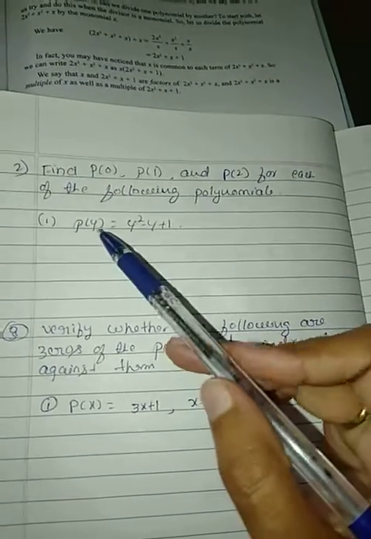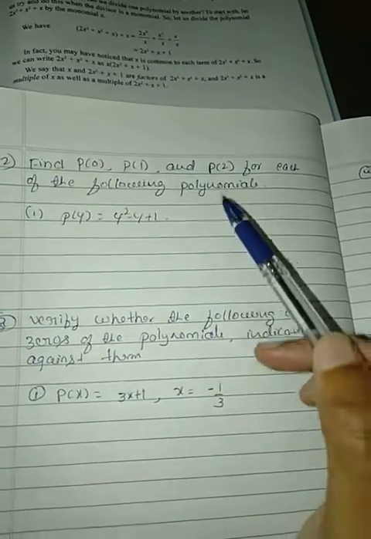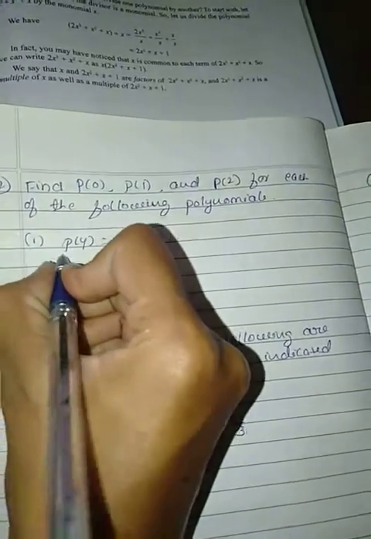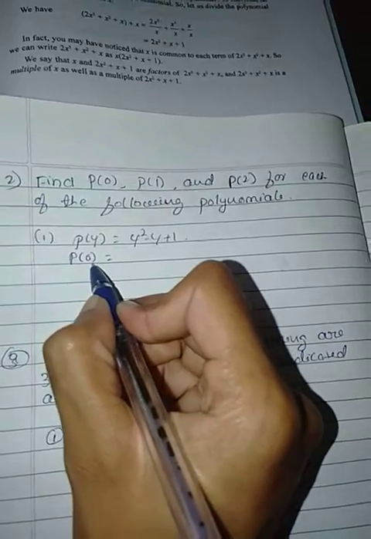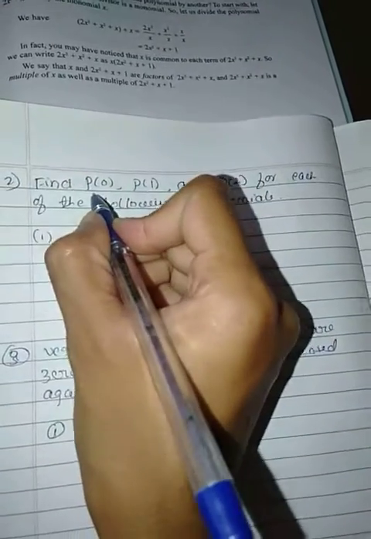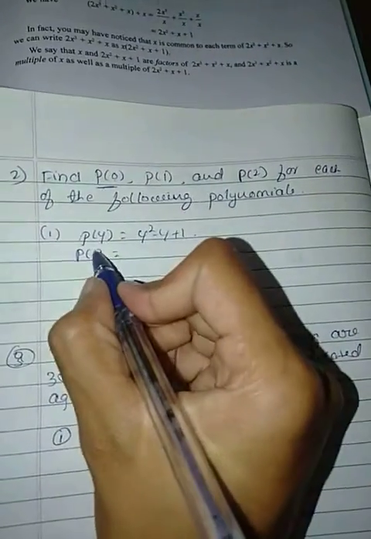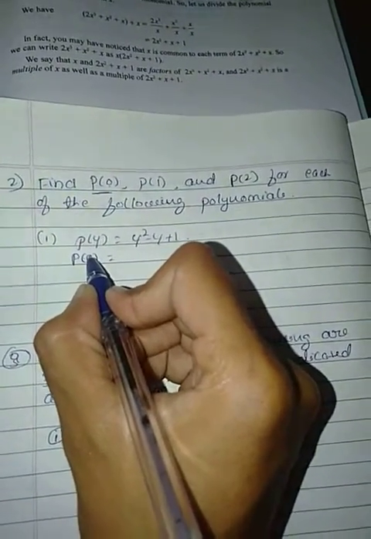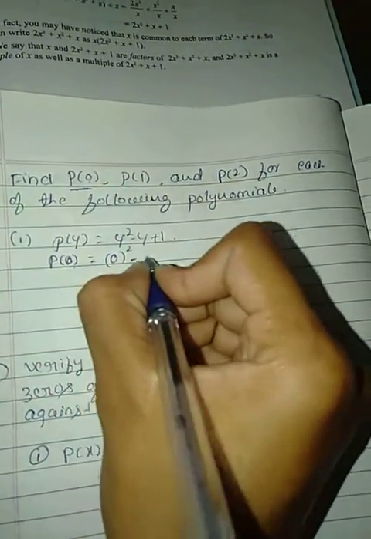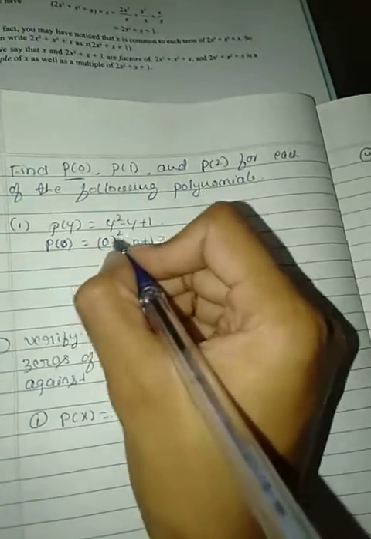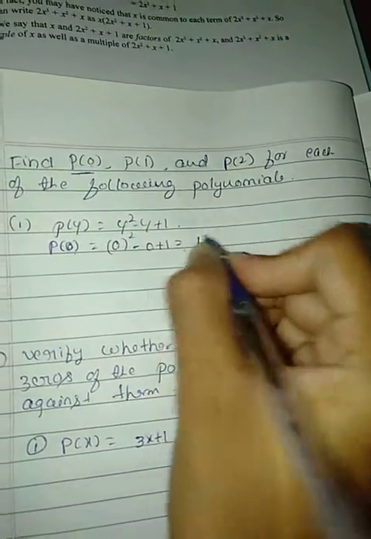So here the given polynomial is p of y is equal to y square minus y plus 1. So first consider p of 0. In this case put y is equal to 0. In the place of y here 0 is there, so put the value of y as 0. So we get 0 whole square minus 0 plus 1. So 0 whole square is 0, 0 minus 0 is 0, and 1 plus 0 we get 1.